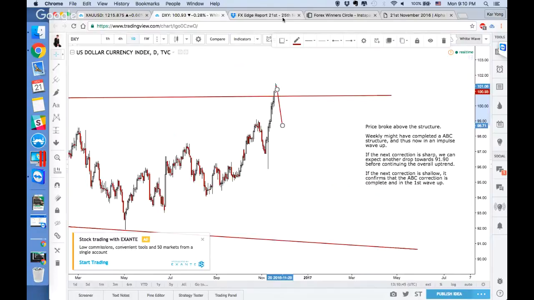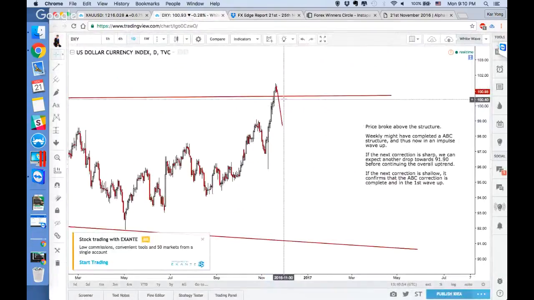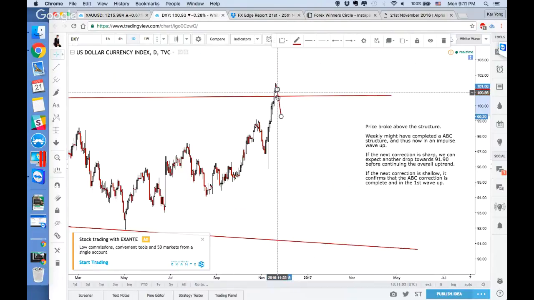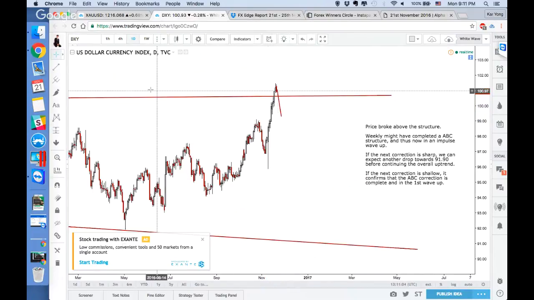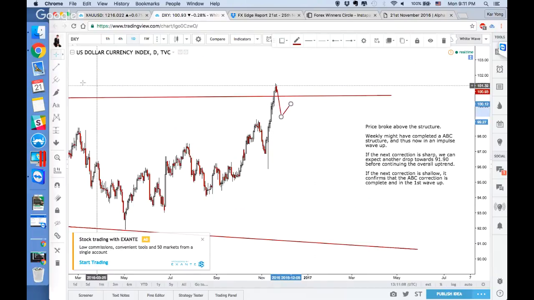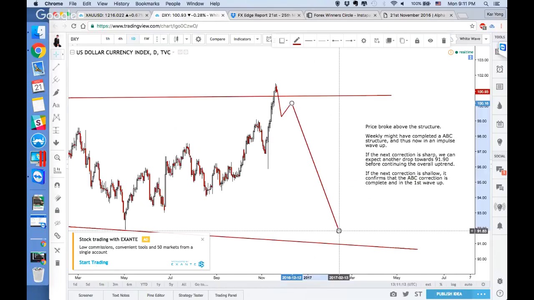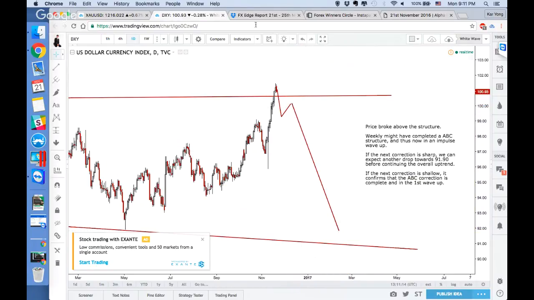So what I wrote here is that if it's a sharp correction, it is signifying a potential reversal back to 91.90. If we see this in the next few days, basically tomorrow or up to Thursday, most of this week, if we see a sharp correction like this, high chance price is going to retrace after it, and it can go down all the way to 91.90. This can happen for the first scenario.